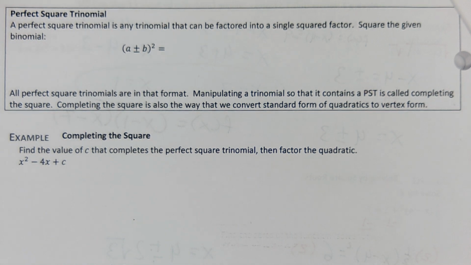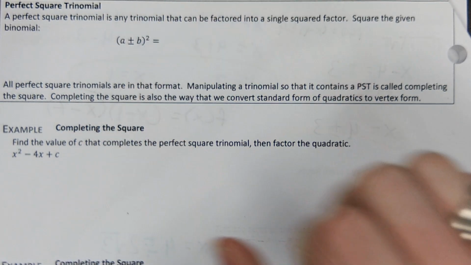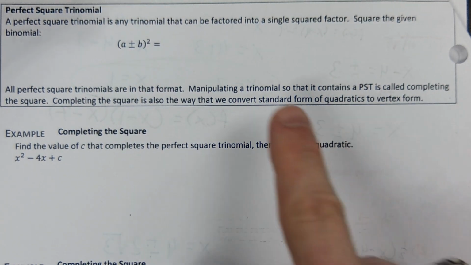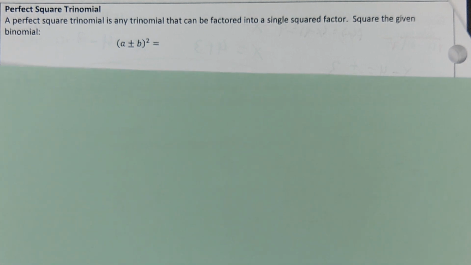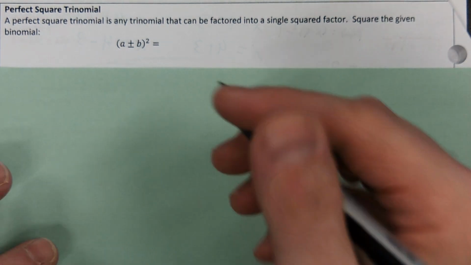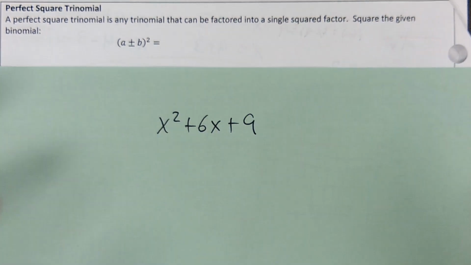That's going to require us to have knowledge of what a perfect square trinomial is. A perfect square trinomial is any trinomial, that means something that's made of 3 parts held together with pluses and minuses, that can be factored into a single squared factor. For example, this is a perfect square trinomial.